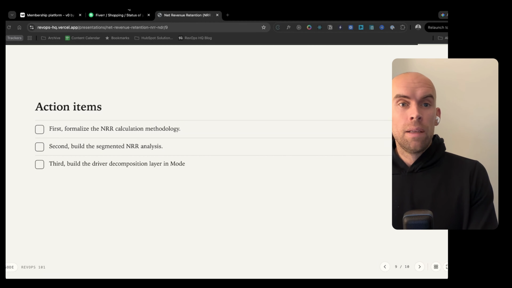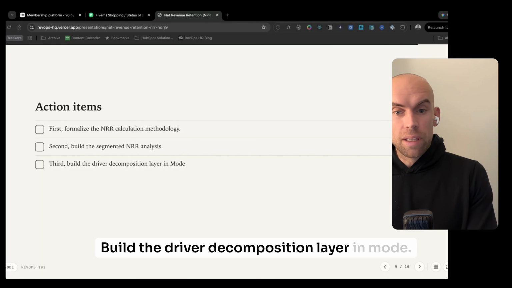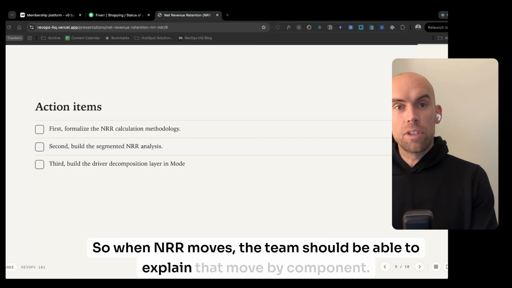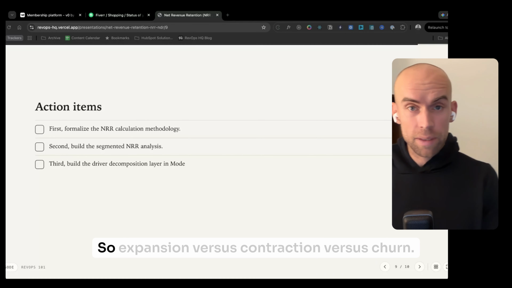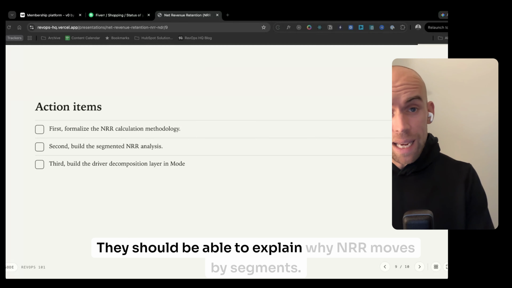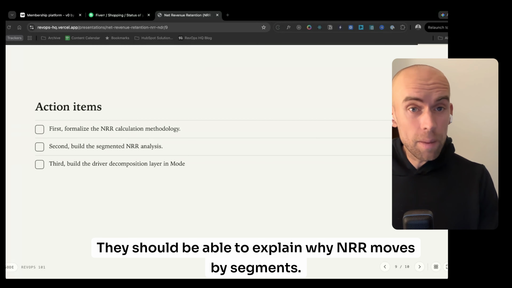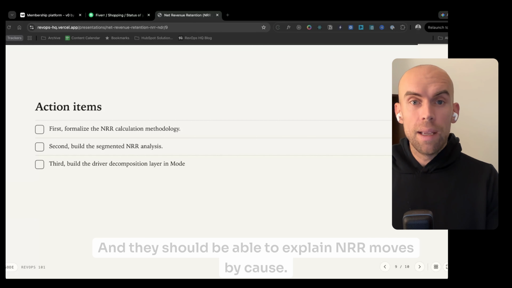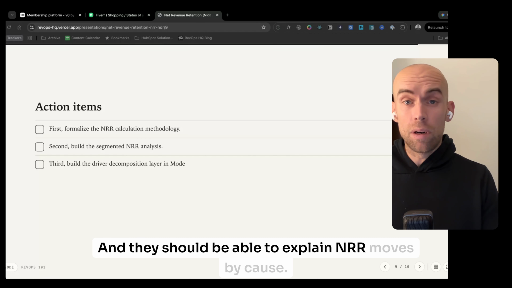Third, build the driver decomposition layer in Mode. So when NRR moves, the team should be able to explain that move by component. So expansion versus contraction versus churn. They should be able to explain why NRR moves by segments. So which segments drove the change? SMBs, mid-market, or enterprise. And they should be able to explain NRR moves by cause.